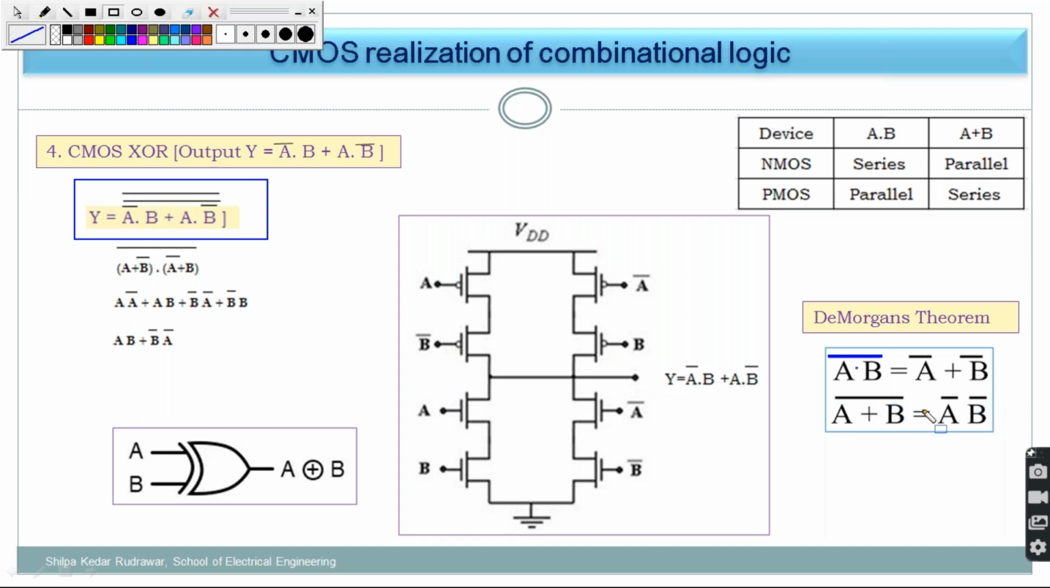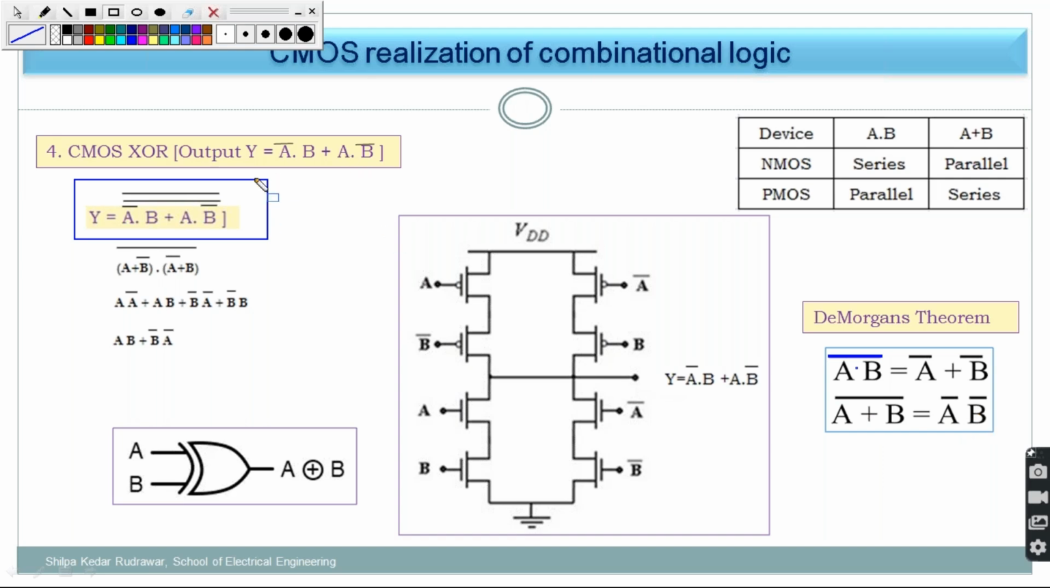Second, how to read: the complement of a sum is equal to the product of complements. If you don't know this, just write it down in your notebook the way I am telling. First, the complement of a product is equal to the sum of complements. Then the complement of a sum is equal to the product of complements. Okay, this is very important.